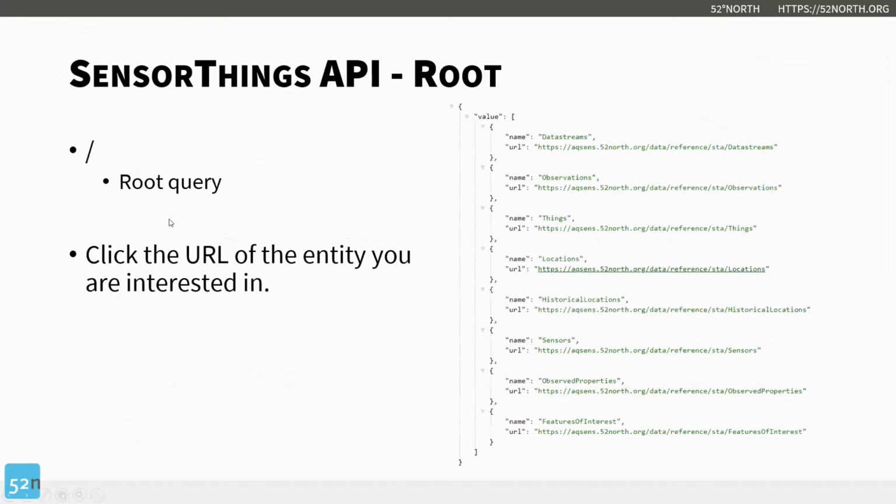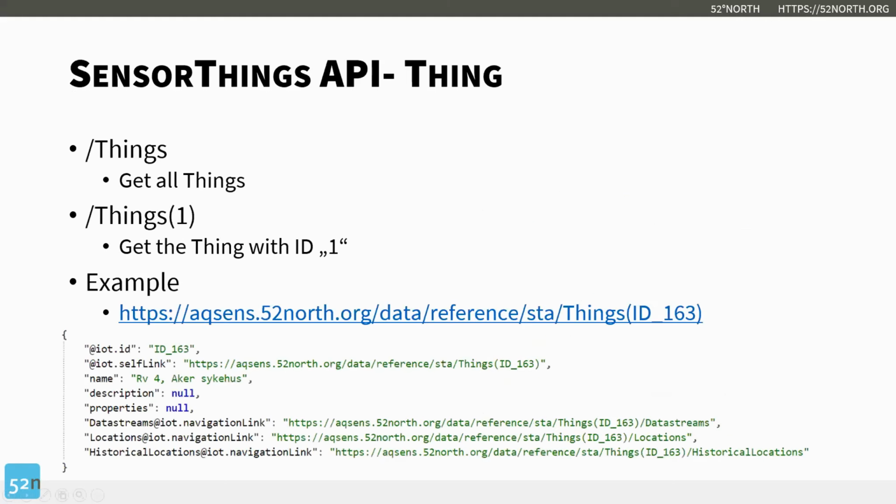Okay, so that's the root. What you see there is basically really you get the URLs of all the entities offered by this SensorThings API instance. Next step could be, for example, that you look at the different things, so the different station or measurement devices in here. And if you have selected from the list of things, we would like to download a specific thing with a certain ID.